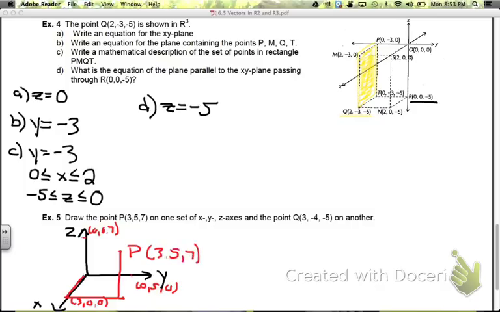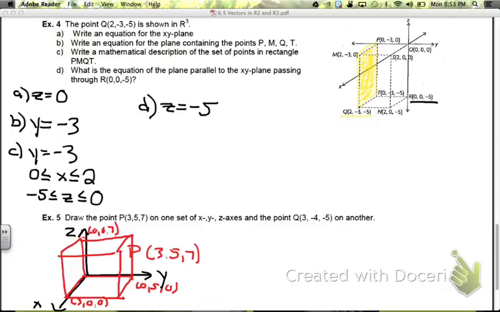I can draw in the rest of my diagram here. I'm no artist by any means. Okay, and one more line there. So there is our rectangular prism with point 3, 5, 7.